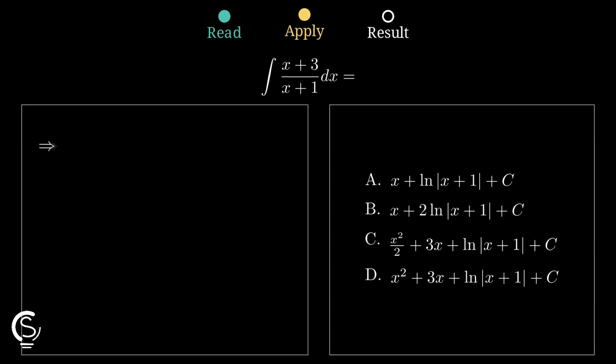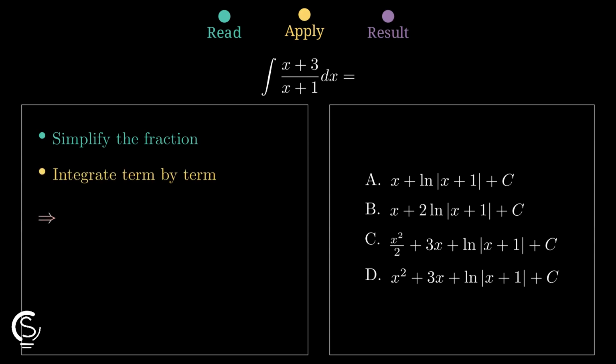Now x plus 1 over x plus 1 becomes 1, and we are left with 2 over x plus 1. We just need to integrate these two simple terms separately now. The integral of 1 is x, and the second part is twice the natural log of x plus 1. This gives our answer.